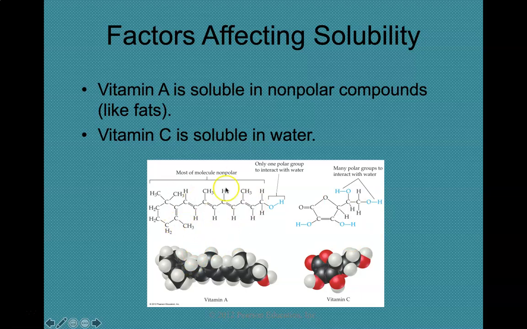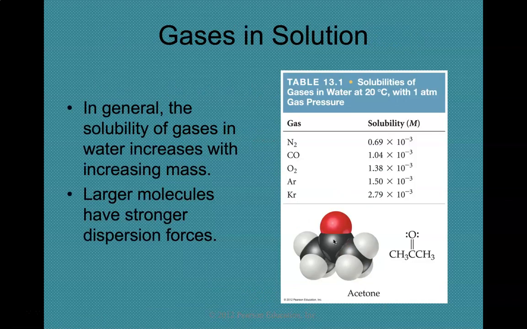And vitamin A is one you can't really get in easily ingested foods unless you're eating a lot of different fats that contain it. Whereas vitamin C, you can go and buy vitamin C gummies at the vitamin area of your grocery store. So just remember that there are a lot of different factors that we can talk about as far as affecting solubility.